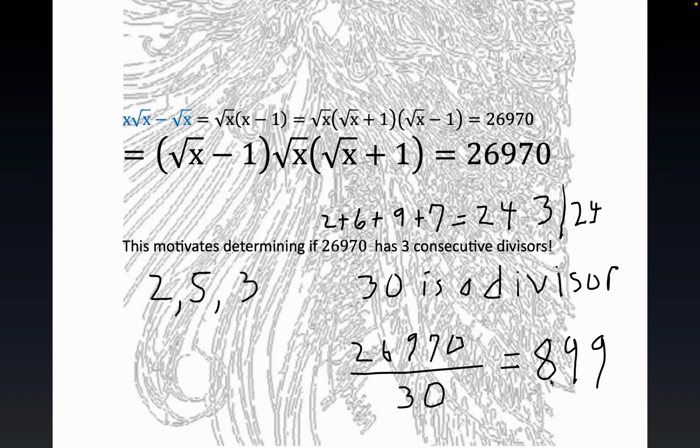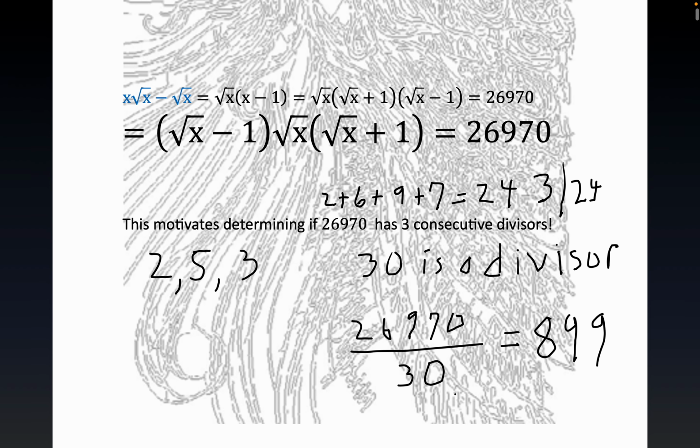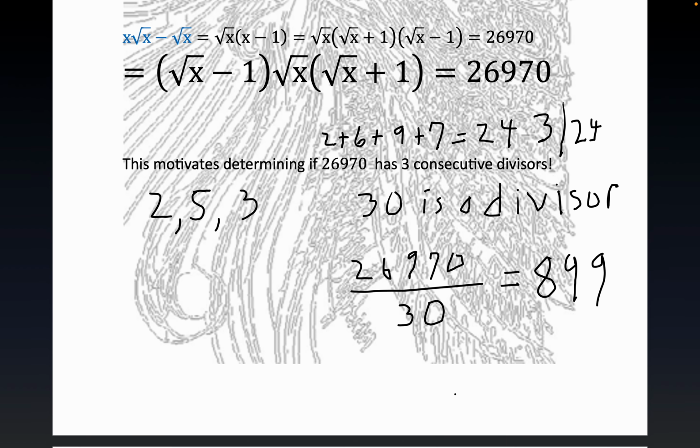3 times 899 is 2,697, and then you have the 0 on there, right? But also notice a very cool thing here. 30 minus 1 times 30 plus 1 is equal to 899. Again, no calculator required, right?